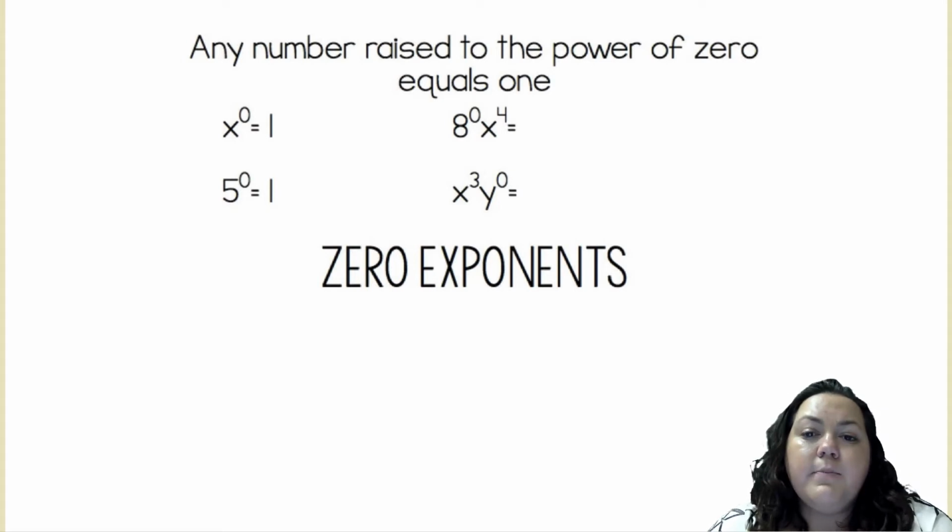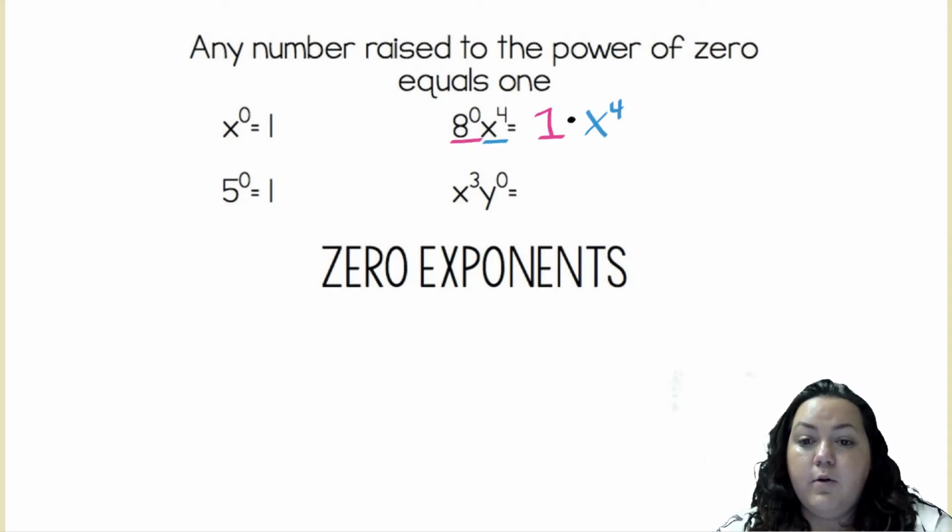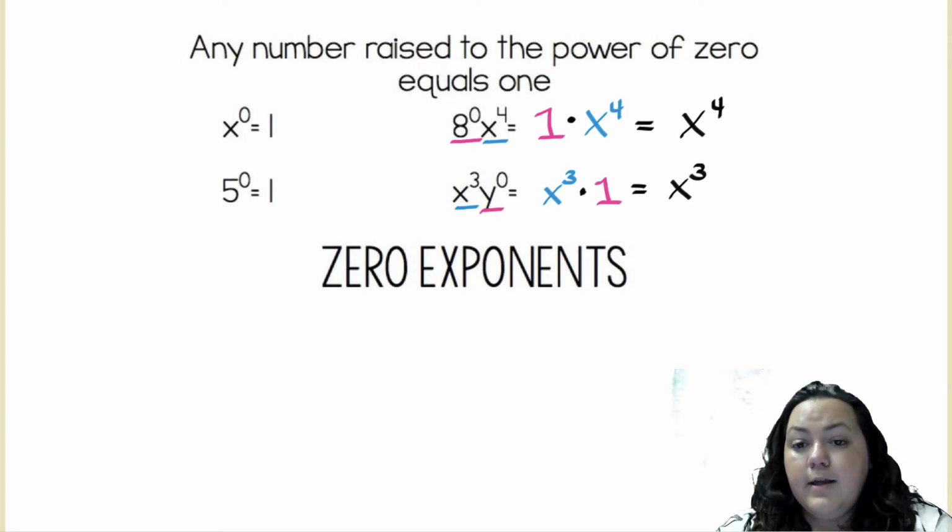Any number raised to the power of 0 equals 1. So x to the 0 power is 1. 5 to the 0 power is 1. 8 to the 0 power is 1. And then x to the 4th power times y to the 0 would give us 1 times x to the 4th, which is x to the 4th. And then x to the 3rd times y to the 0: y to the 0 is 1, then x to the 3rd times 1 is x to the 3rd.